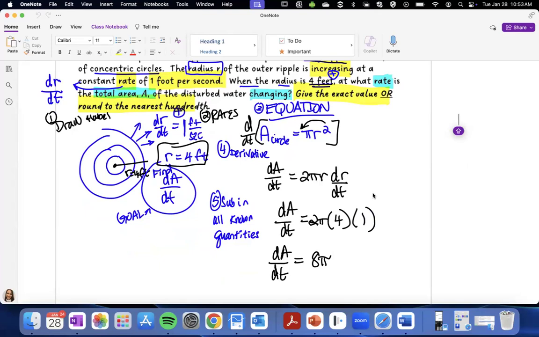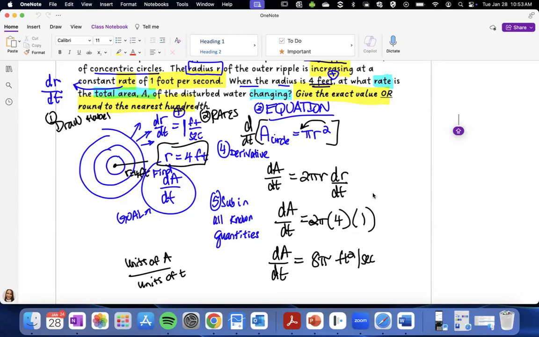Did anyone take a stab at the units? Yeah, Cassie? Feet squared per second. Remember, it's the units of y, so in this case, a, over the units of t, right? Units of what's on top over units of what's on the bottom. Feet squared per second. Now, there's another way that you can figure out units.